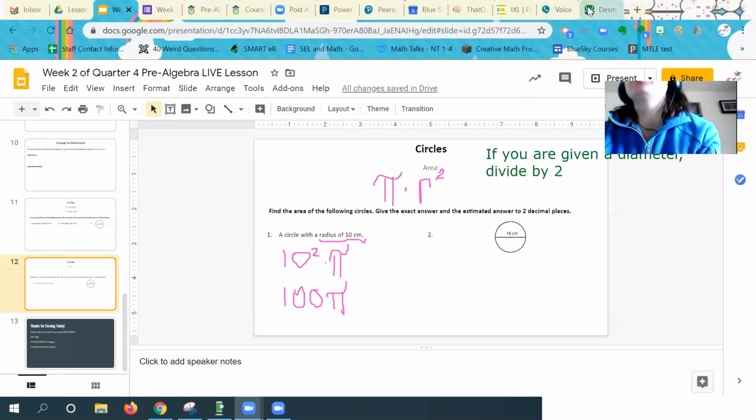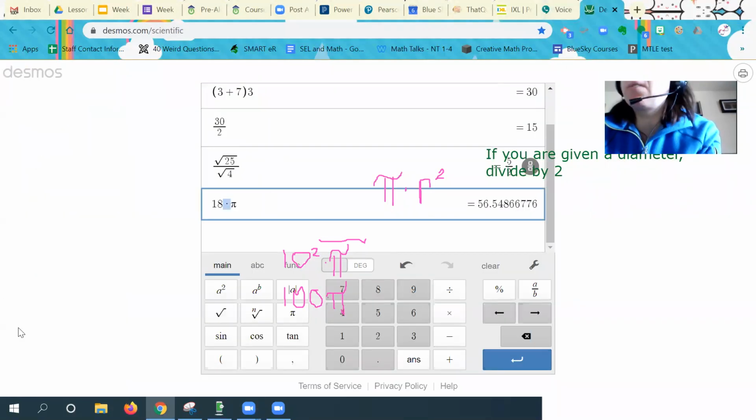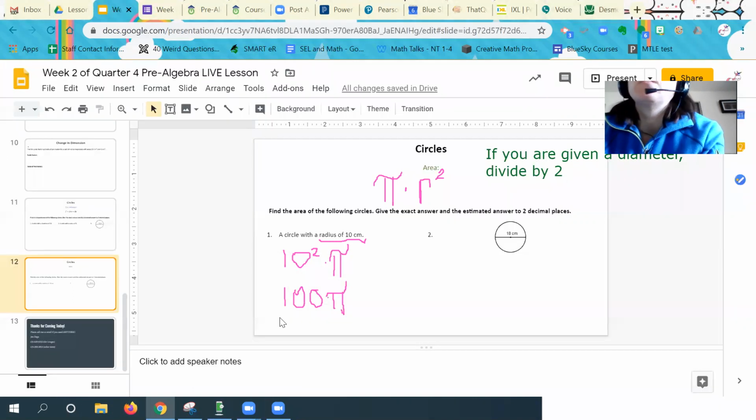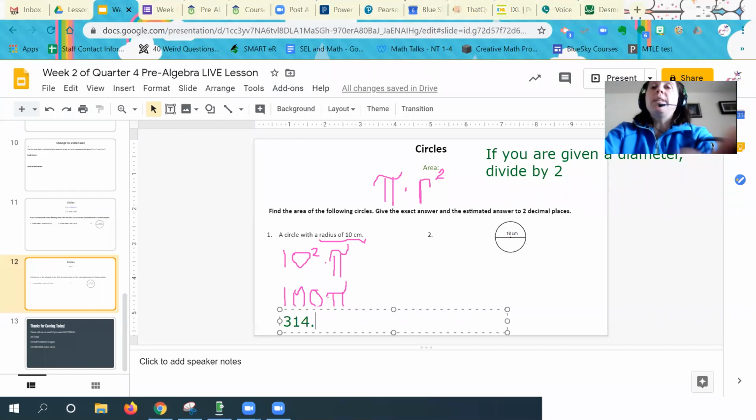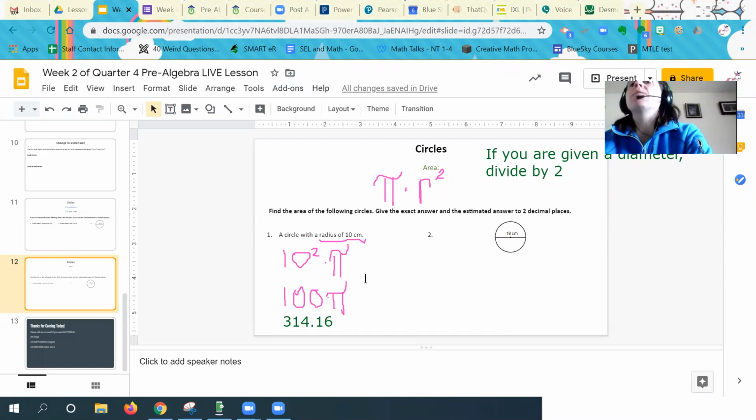And then if I wanted the estimated answer, I just type it in. So I'd get 314.16. So for my estimated answer, I would say 314.16. Remember, they tell you where they want you to round it to. If you're sure you got the right answer and it's still marking it wrong, it could just be a rounding error.